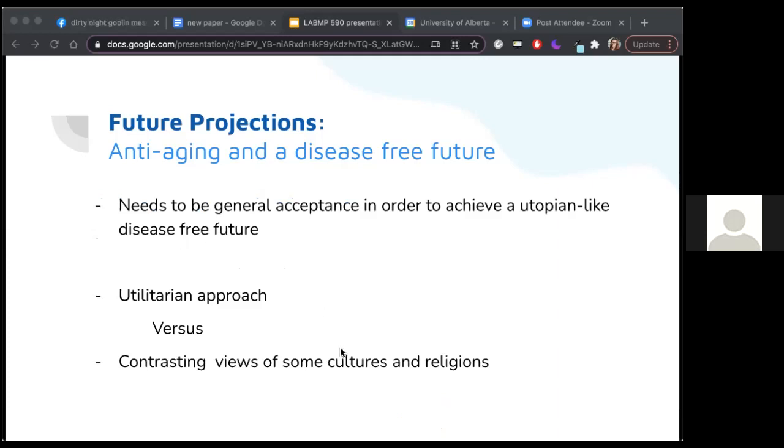And although a healthy and disease-free society may be an ideal future outlook, there needs to be acceptance from the general public regarding this technology in order to achieve this utopia-like scenario. From a utilitarian approach toward ethics, quality of life is valued, and actions that increase quality of life are viewed as morally right. Therefore, utilizing 3D printed organs to improve quality of life and reduce suffering and reduce mortality is morally right and acceptable.